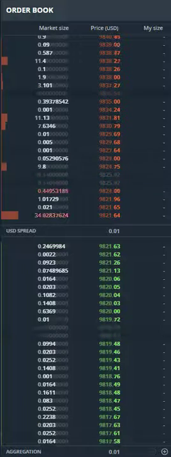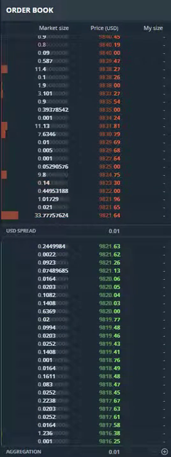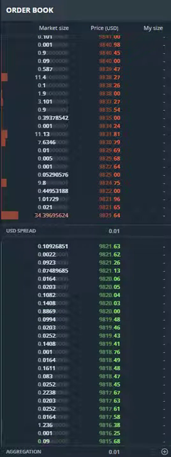So the order book is essentially the same thing as level 2 in the stock market, but before we get to that, we need to start with the basics. So let's talk about level 1. So what is level 1? So this is essentially it right here.